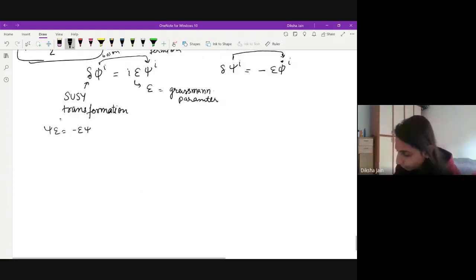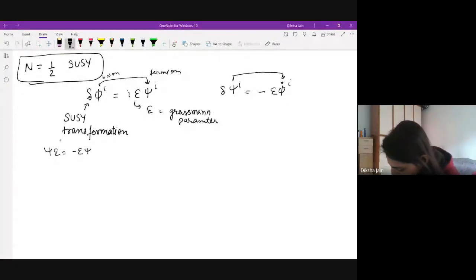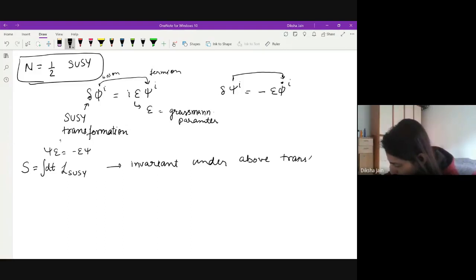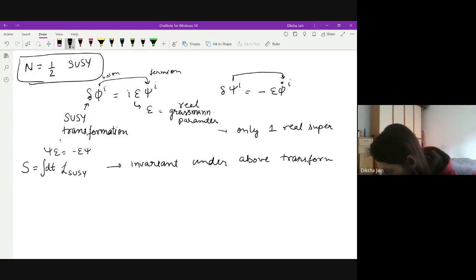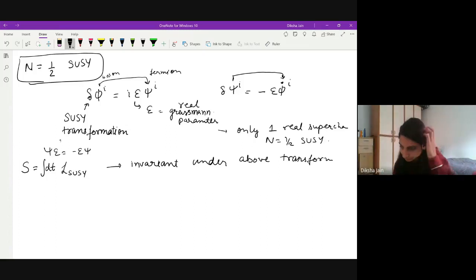So you can check that the above Lagrangian L SUSY, or in particular the action, which is the integral of dt of L, is invariant under the above transformations. And my ε is a real Grassmann parameter. Since there is only one ε, I have only one real supercharge, and hence I have N equals half SUSY.